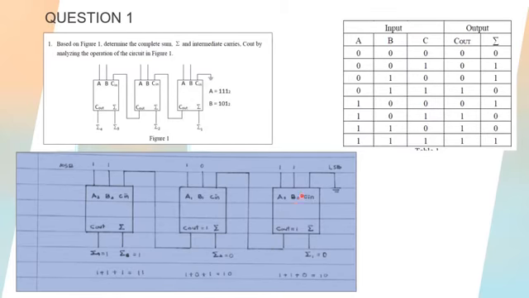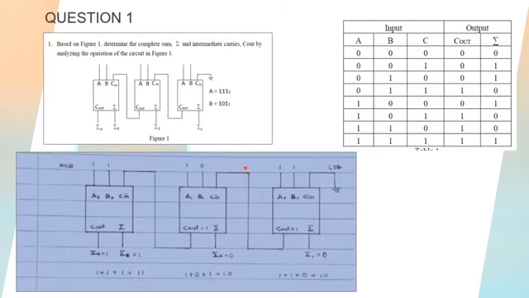A, so 1 plus 1 plus 0. Why 0? Because it doesn't have carry in. So 1 plus 1 plus 0 equal to 1 0. So the sum equals 0, and the carry out is 1.